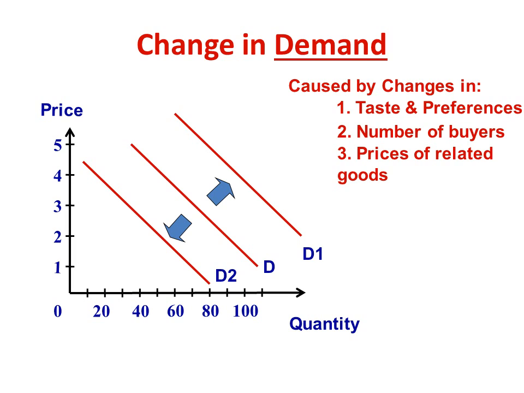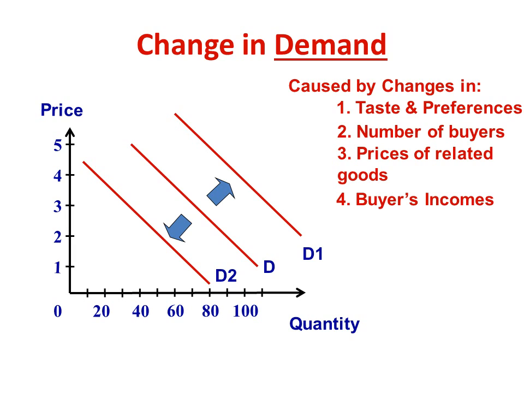So we did taste and preferences, number of buyers, price of related goods. How about buyer's income? Now remember, most of the time this is a pretty straightforward non-price determinant of demand. Normally, when people have more money in their take-home pay, they're going to buy a little bit more of everything that they need, they want, they desire. That's when we're analyzing the market for what economists refer to as normal goods.